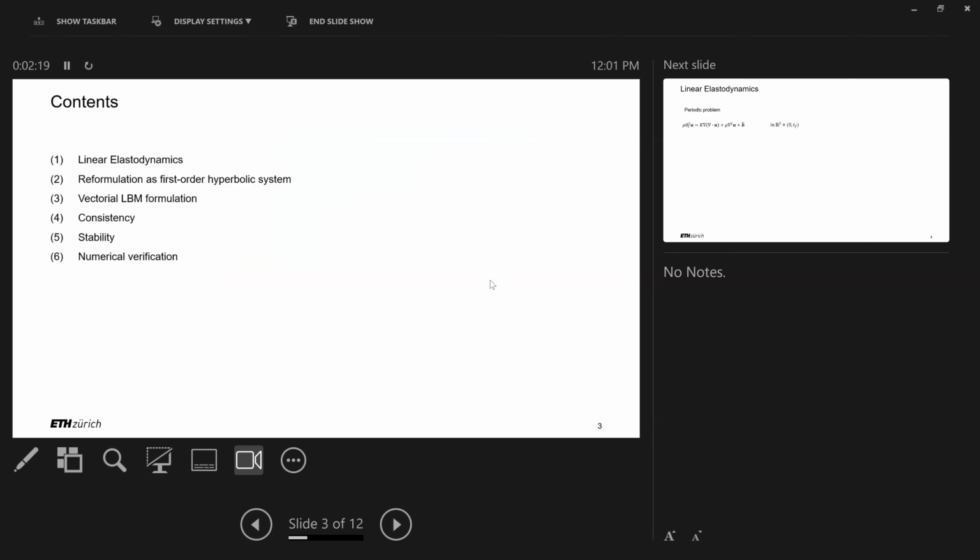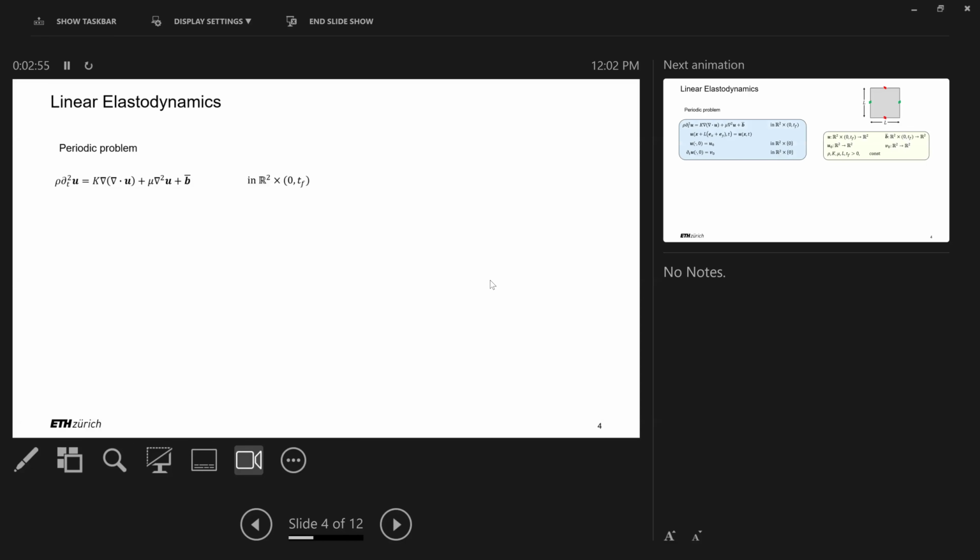Let's briefly outline my talk. So I will introduce the problem of linear elastodynamics. Mostly you're fluid mechanics people, I guess, so I will motivate the equations here. Then it will turn out to be very helpful to reformulate our target equation as a linear first-order hyperbolic system of equations, for which then in a very straightforward way, we can propose a vectorial lattice Boltzmann formulation. Having this, then we will assess consistency and stability of the method, and I will conclude with some numerical verification examples.